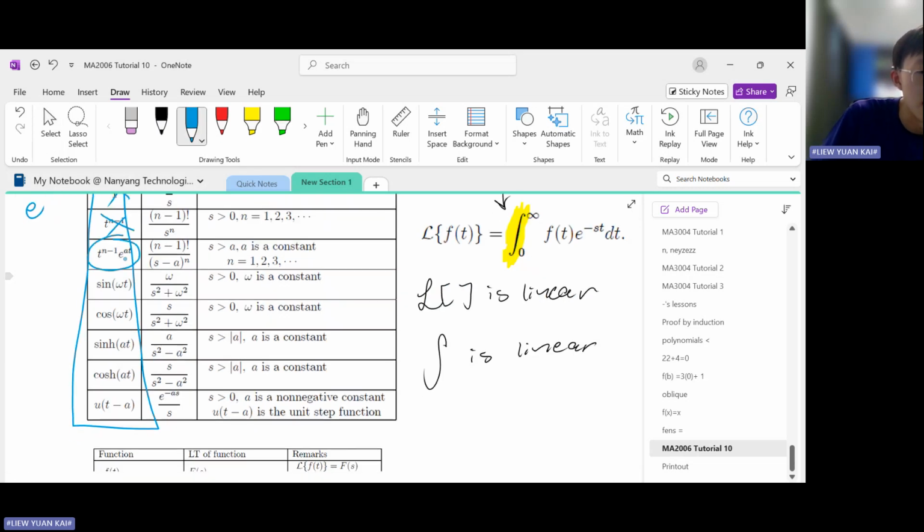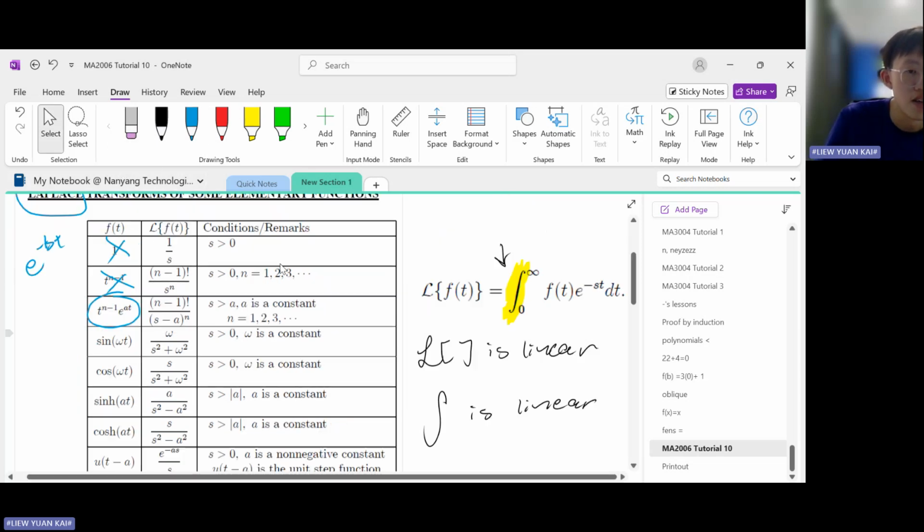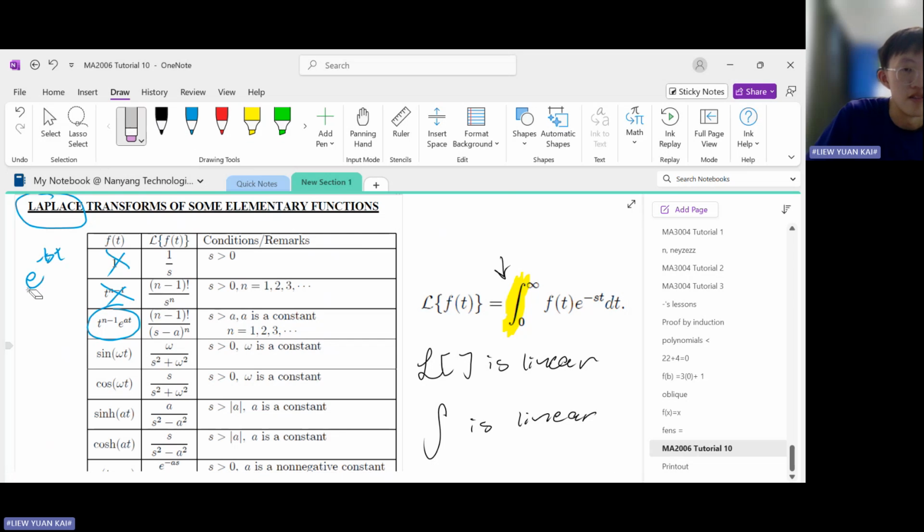Why? Because it has e to the something. Okay, e to the something. We also have e to the something. So that's why we will focus on the third entry. Okay, so what does the third entry say?